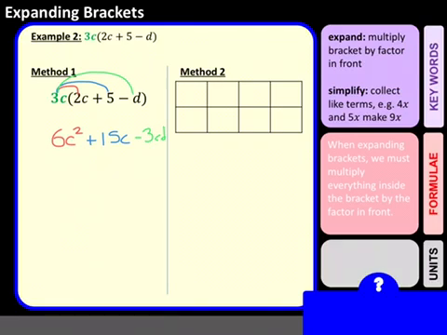For the grid this time, you can see that it's slightly wider because we're timesing by more inside the bracket. So we're timesing by 3c, and we'll have 2c, 5 and minus d across the top. And then the same multiplication applies here. So 2c times 3c, 6c squared, 5 times 3c, 15c. And then minus d times plus 3c gives us minus 3cd. And then we'd write out our answer underneath.